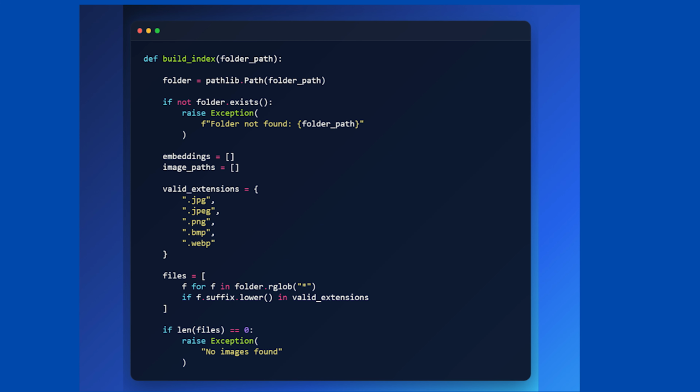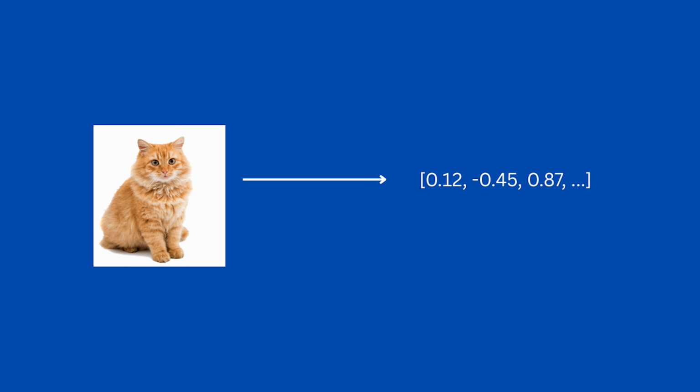We will start with the most important one, that is build index. This function is responsible for creating the vector database that powers our image search system. So what happens when we run this function? First, it scans the dataset folder, including all the subfolders, and collects every supported image. Once the images are found, each image is passed through OpenCLIP. OpenCLIP converts an image into a numerical vector called an embedding. For example, this image will be converted to an embedding like this. So instead of storing the image as pixels, we are now representing it as a vector that captures its meaning.